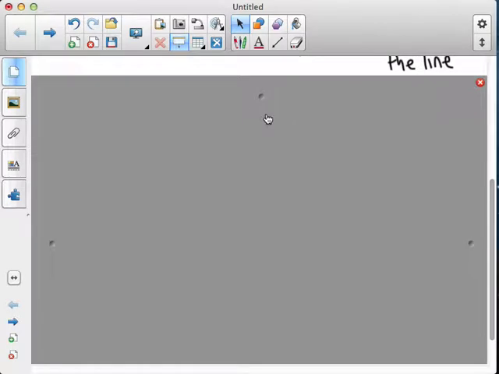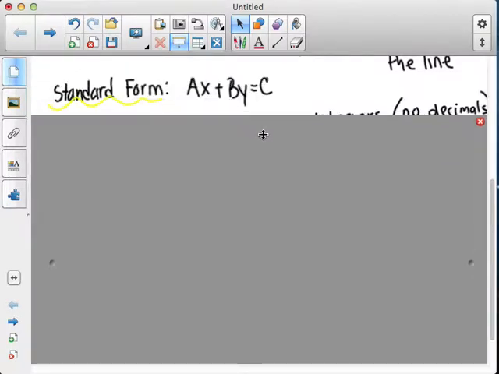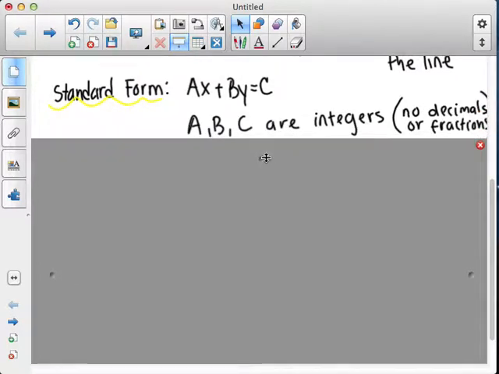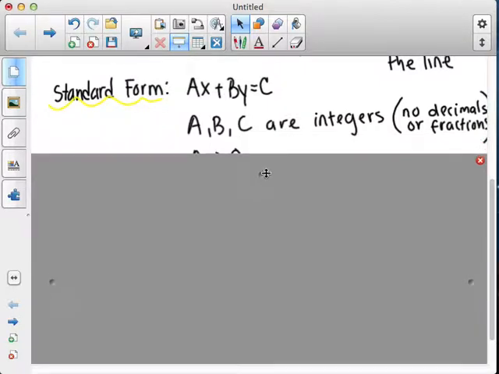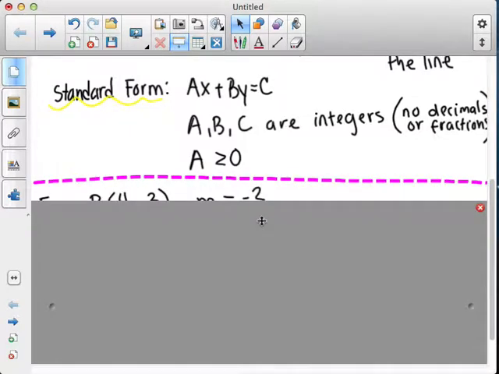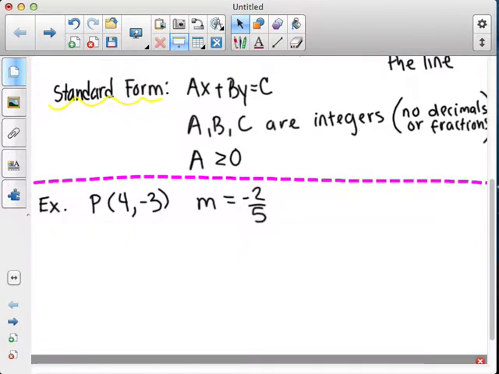The third form is called standard form, ax plus by equals c. Now when you're writing the equation for this, you have to be careful because a, b, and c are integers. They're not allowed to be decimals or fractions. That's what integers are. And a has to be greater than or equal to 0. So let's look at an example here.